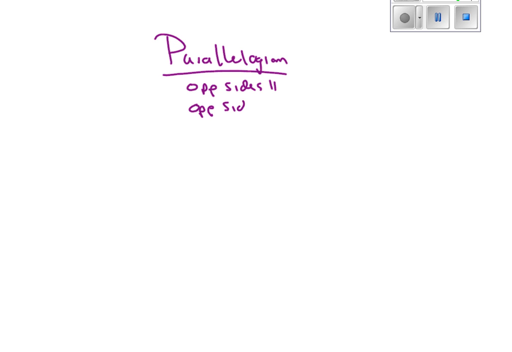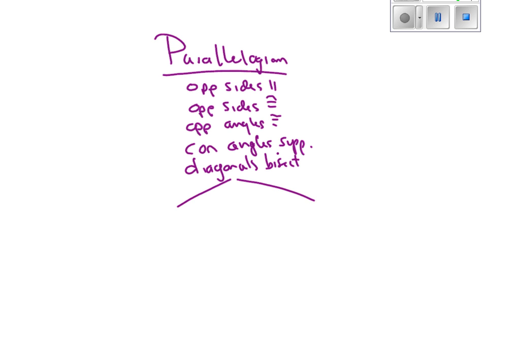Okay, that's all I've got. So let's recap. Here's what we've got. You've got a parallelogram, and a whole bunch of stuff is true about that. Opposite sides congruent and parallel, opposite angles congruent, consecutive angles supplementary, and diagonals bisect.